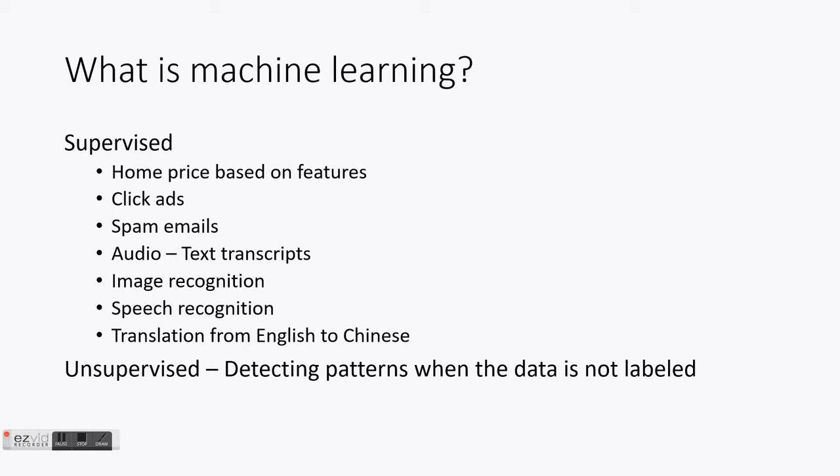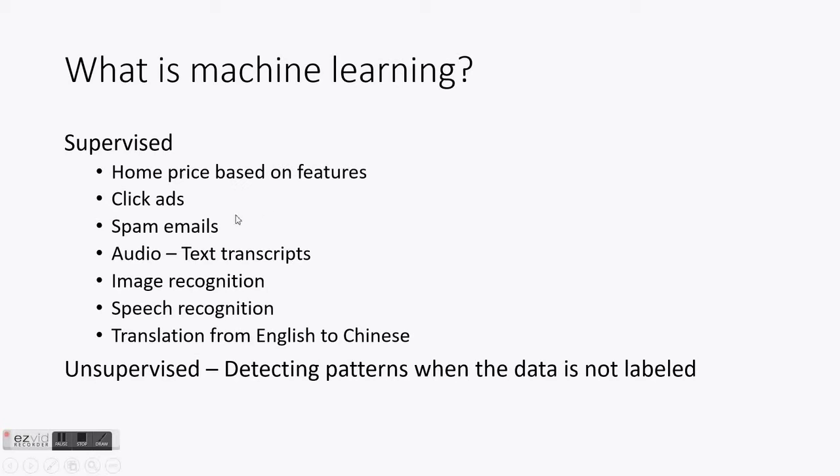So for example, in supervised machine learning, we want to identify the price of a house based on features like the number of bedrooms, the location, and zip code and things like that. Then we have click ads, where on a web page we would like to identify the probability of somebody being able to click the ad.